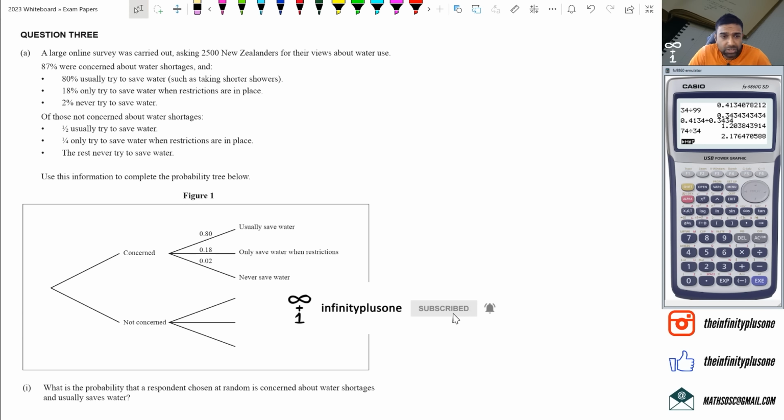Alright guys, so for this question here, what I'm going to do is work out the probability tree, just the basics of it. Okay, so we've got 80% usually try to save water. That's already done. 18%, 2%. 87% were concerned, so this is going to be 0.87, and this is going to be 0.13 that are not concerned.